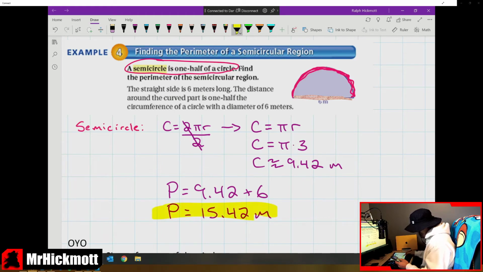So to recap on semicircle problems, you can go back to the original C equals 2 pi r and then just divide by 2 at the end, or you can use C equals pi r knowing that the 2's are going to cancel out before you even start anything. Your choice. With that being said, pause this video as needed. I'm going to wait about 3 seconds and show you the on your own problems.